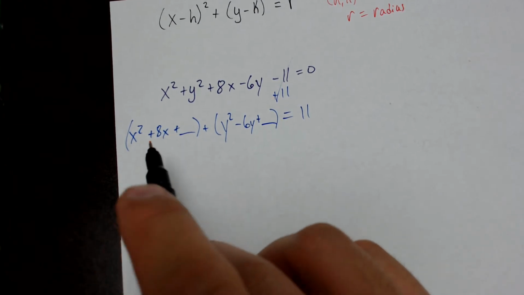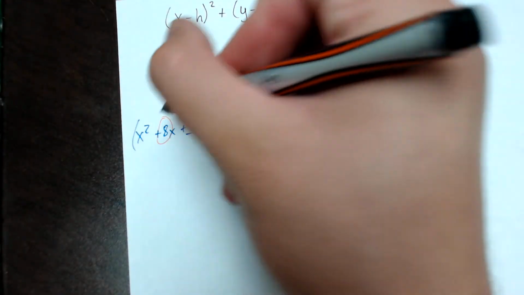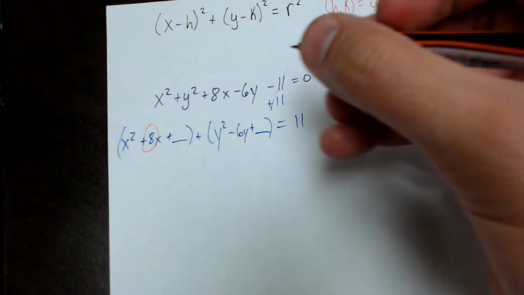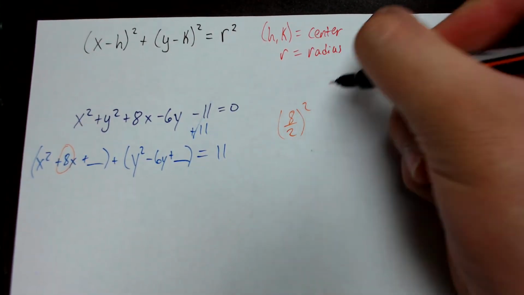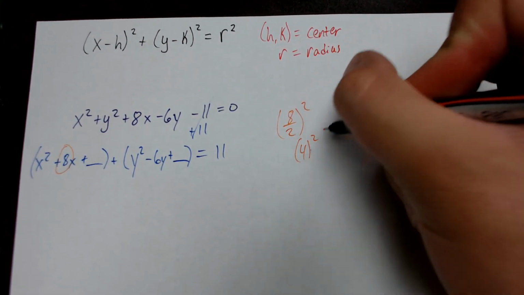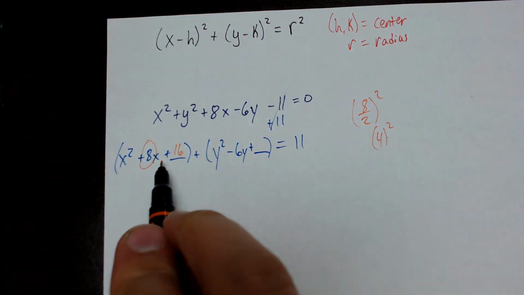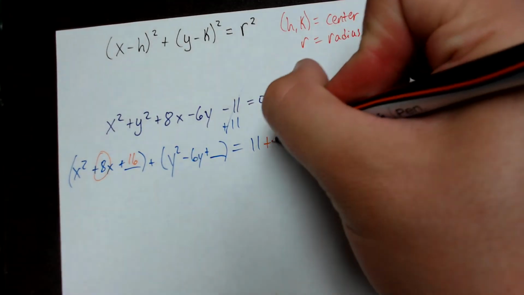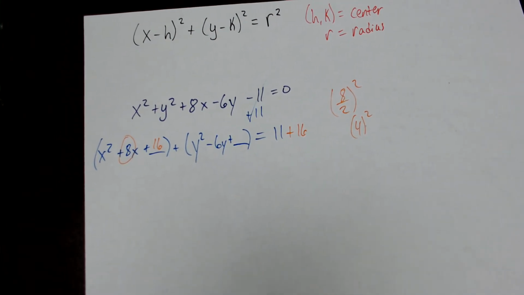So let's start with complete the square on the x. We'll only do the x first, and we'll do this in orange. So we're going to take this 8, and we're going to divide it by 2 and then square it. 8 divided by 2 is 4. 4 squared is 16. So we add 16 to this side, and then with complete the square we'd add 16 to the right side as well. So we just did complete the square there.